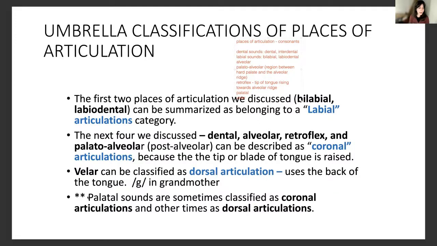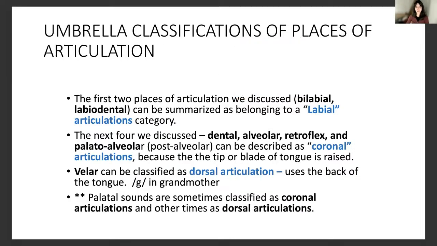And finally, palatal sounds, hard palate sounds like yeah, right, are sometimes classified as coronal and other times as dorsal. And the reason for this is because if you think about it, palatal, en medio de la boca, in the middle, the hard palate. So sounds that are produced here are quite mobile. They can go either way, right? So you could have part at the back of the tongue interacting with the hard palate, or you could have the tip or the blade in the hard palate region.